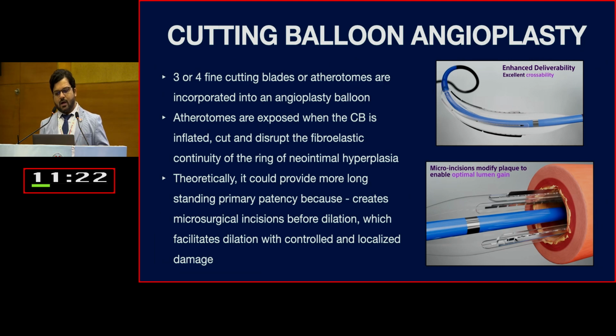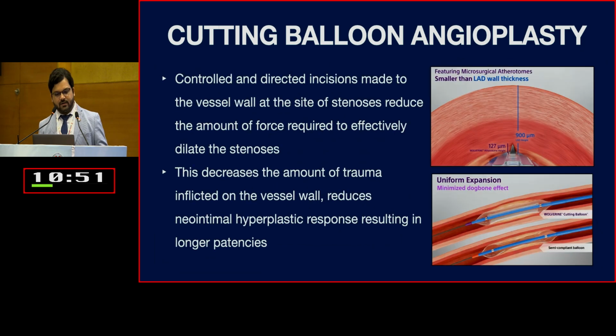So this is how a cutting balloon looks. It has 3 or 4 cutting blades, or atherotomes, which are incorporated into an angioplasty balloon, and these atherotomes are exposed when the cutting balloon is inflated. They disrupt the fibroelastic continuity of the ring of neointimal hyperplasia. So theoretically, it could provide more long-standing primary patency because it creates microsurgical incisions before dilatation, which facilitates dilatation with control and localized damage. We can see in the images there are atherotomes and cutting blades.